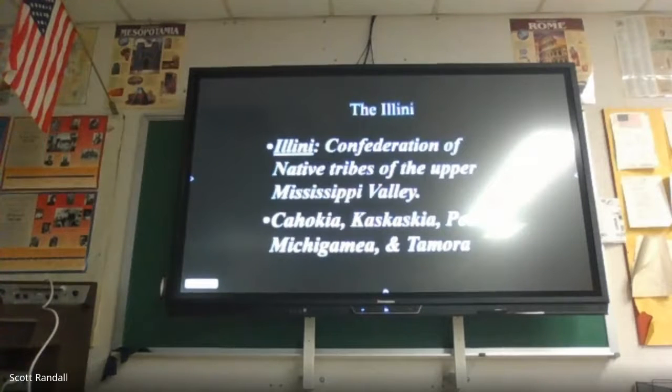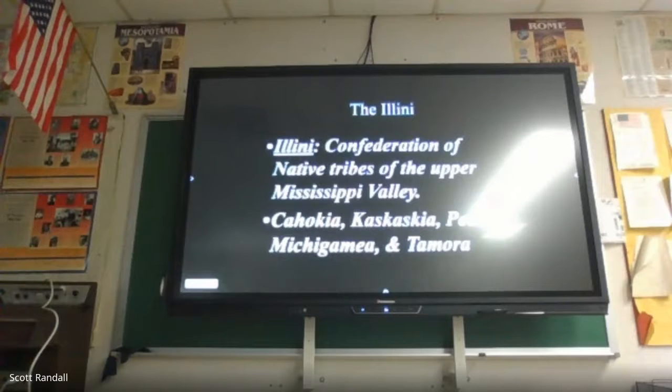This was essentially the area they were in when the French arrived. Marquette and Joliet were the first to come in contact with them. They eventually tied themselves to the French and established relationships with them. Unfortunately, when the French lost the French and Indian War to the British, the Illini's fate was sealed. Then Illinois became a state in 1818, and a year later, in 1819, there was the Treaty of Edwardsville. That was essentially the last time the Illini functioned as a unified people. They lost their territory as a result.